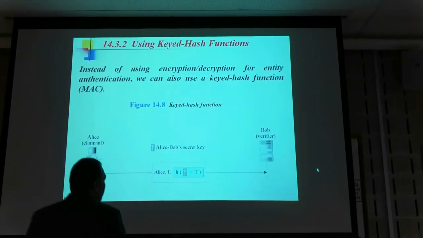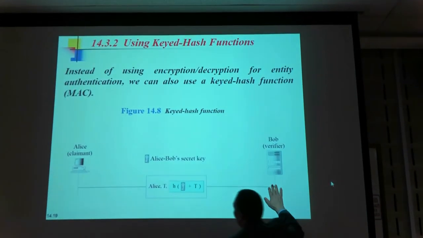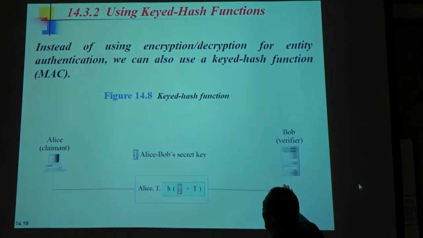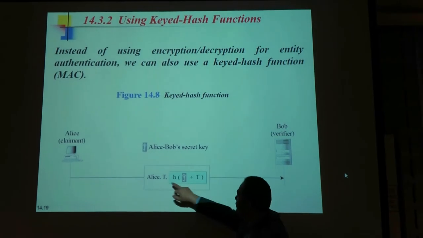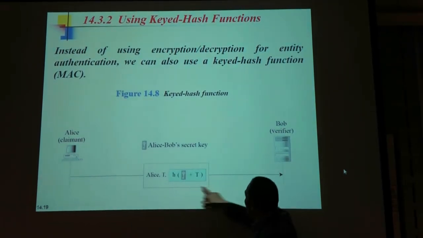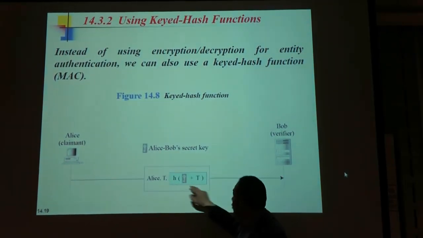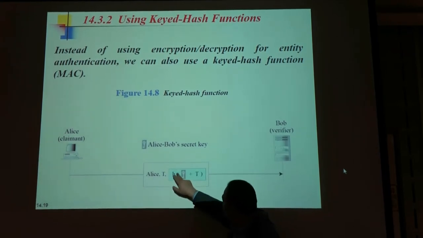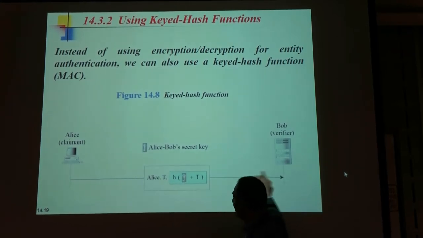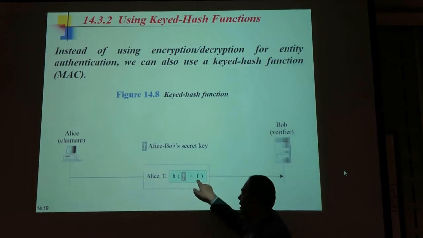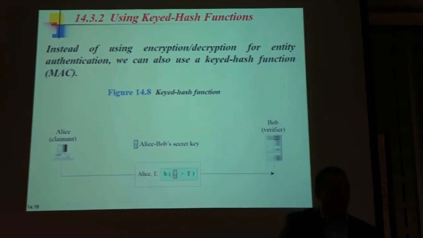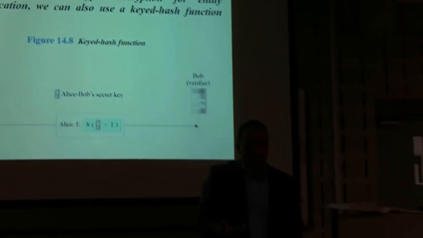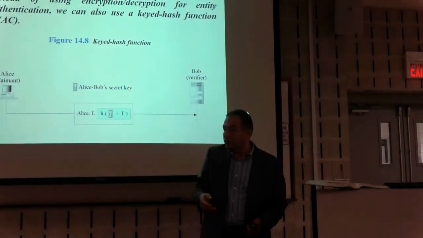Because when Bob receives it, Bob will also receive the T, since T is sent outside and inside. And Bob knows the shared key. So Bob will calculate H of the key plus the T again. If they are equal, then it's good. If they are not equal, then it's bad. Got it?